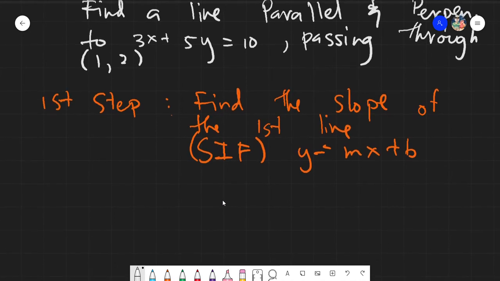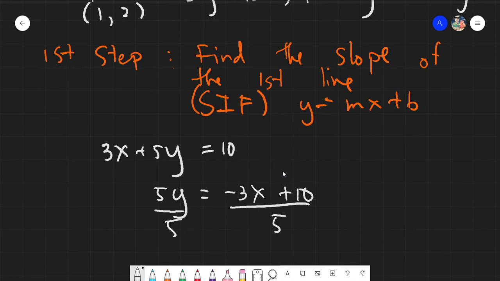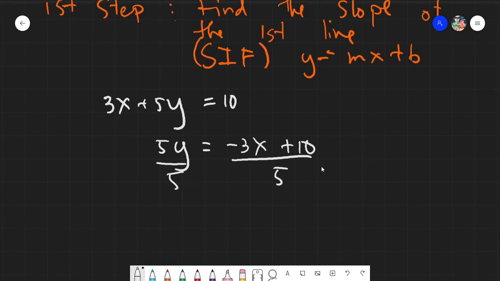So let's get the equation. We have 3x plus 5y is equal to 10. What we need to do here in SIF, as I have discussed before, is transpose everything beside y to the other side. I will not repeat my previous discussion. That will give you negative 3x plus 10, and divide everything by 5. Dividing everything by 5 will give you, of course, y is equal to negative 3 over 5 x plus 10 divided by 5.